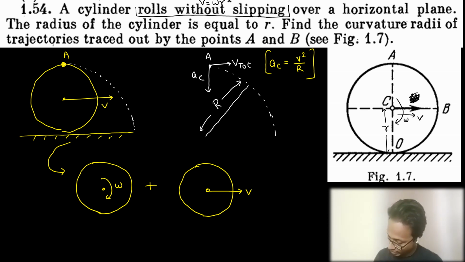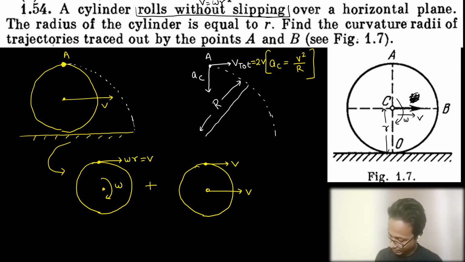So what is the total velocity at point A? The total velocity of point A is v due to translation plus omega r due to rotation, and omega r is fortunately equal to v for pure rolling. So the total velocity at the top is equal to v plus v, which is equal to 2v.